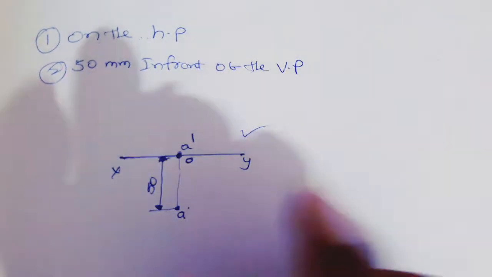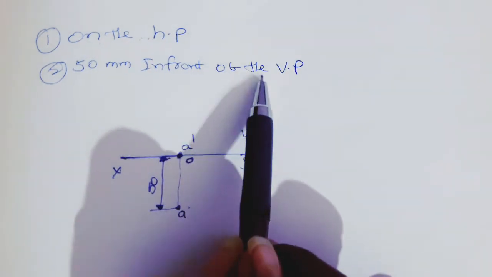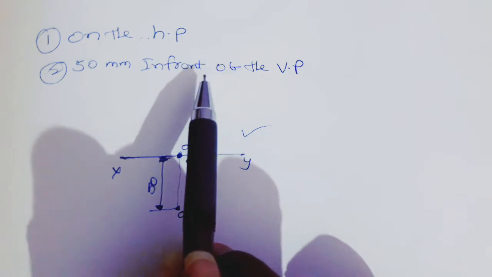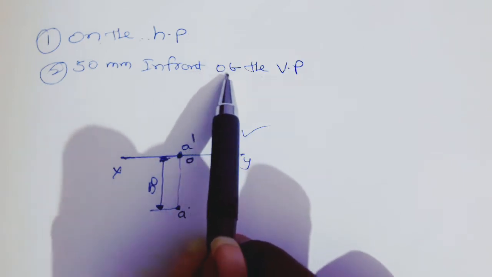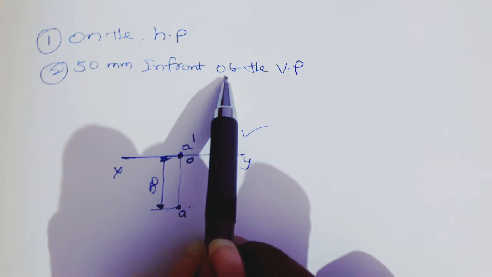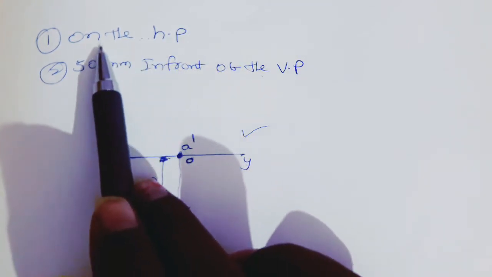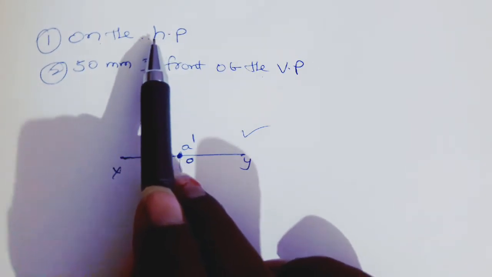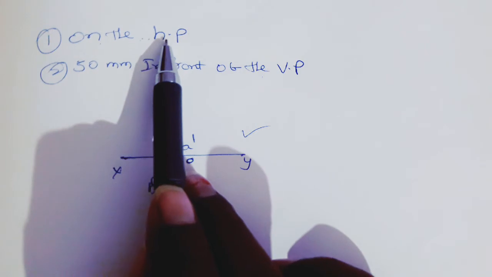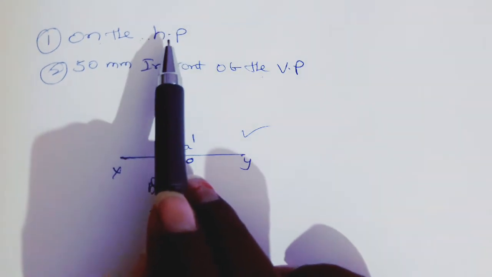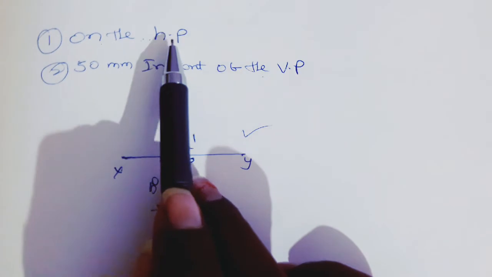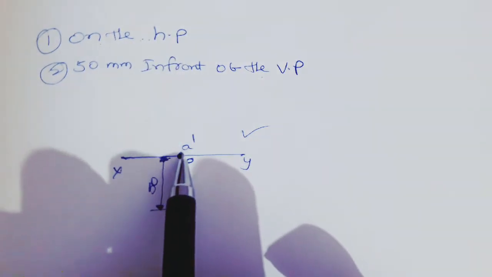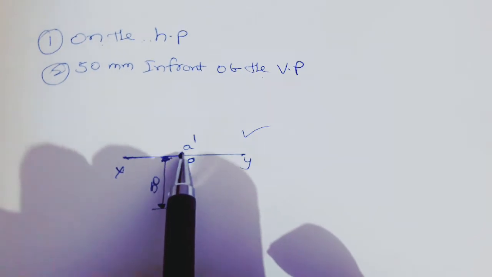So generally, in front of the VP, we can think whether the position of a point will be in the first quadrant or the fourth quadrant. We don't know. But here, what is given? On the HP is given. On the HP, maybe the position of the point will be in the first quadrant or the fourth quadrant. We don't know. That's why we have to show the point on the XY reference line.